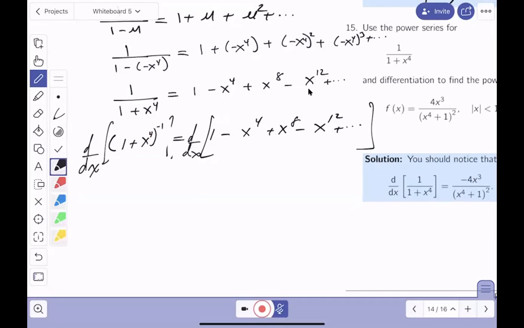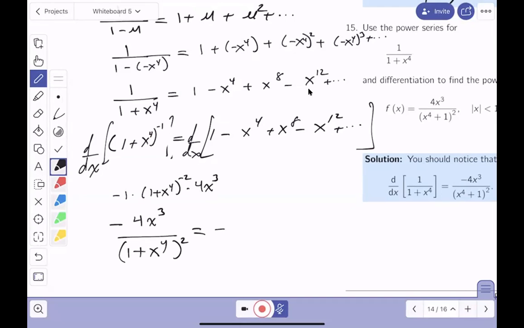Let's write that down. What do you get? Minus 1 times (1 plus x^4)^(-2) times 4x cubed. Well, that's going to give me minus 4x cubed over (1 plus x^4) squared. And what would that equal if I differentiate?